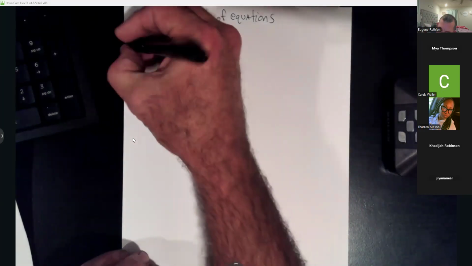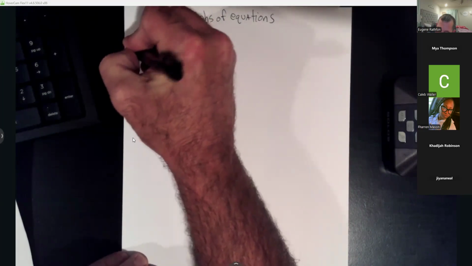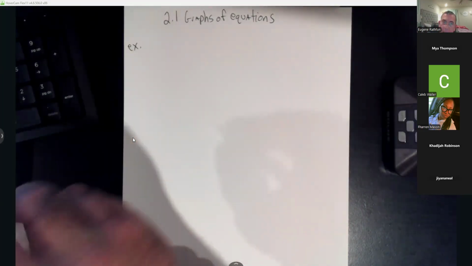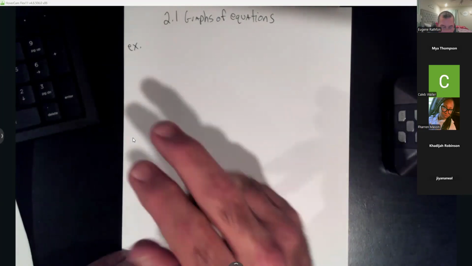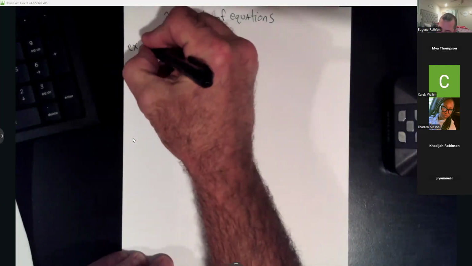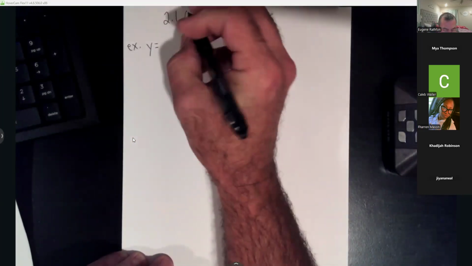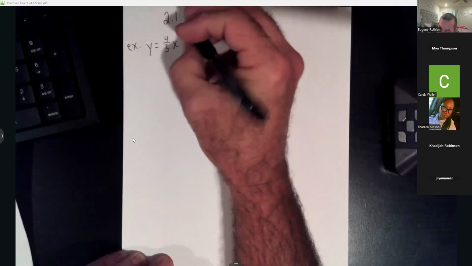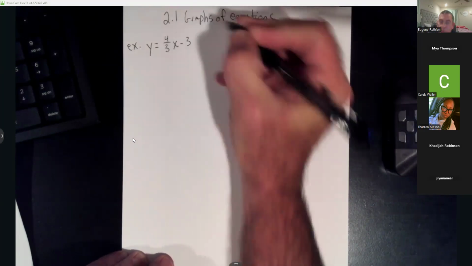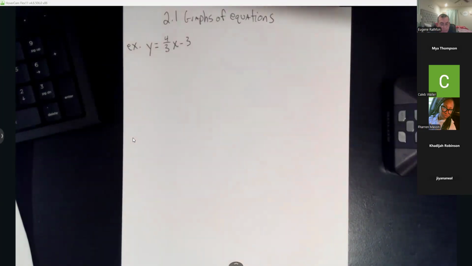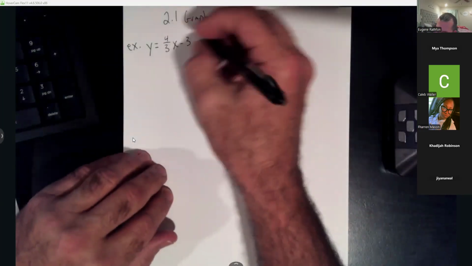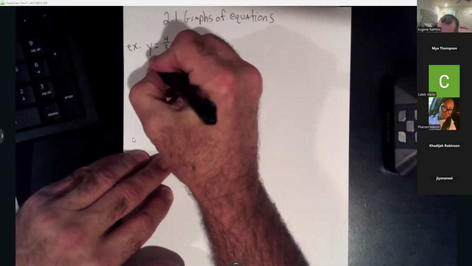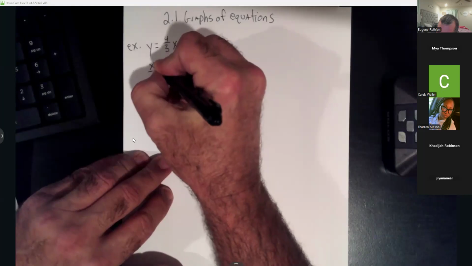So the first one that I'm going to do is going to be a linear or a line graph. So that one I'll have y equals 4/3 x minus 3. All right, so like I said, you're going to set up a little x and y table on these.